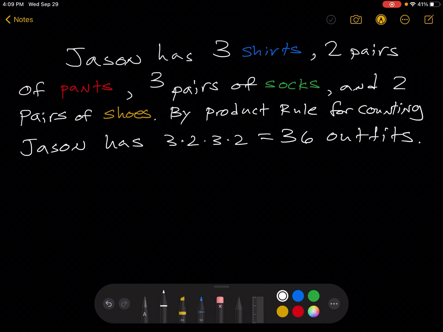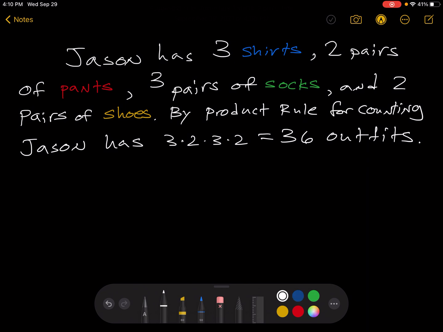In the previous video, we saw that I have 3 shirts, 2 pairs of pants, 3 pairs of socks, and 2 pairs of shoes. And by the product rule for counting, this means that I have 36 outfits to choose from. And now let's see why this is the case.